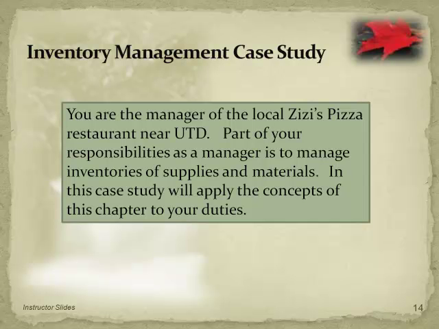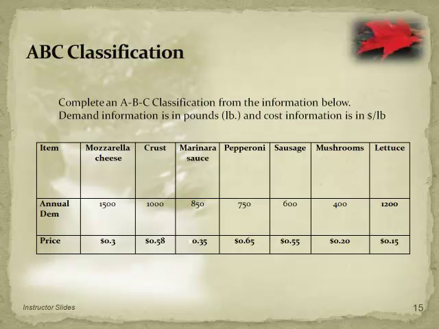Let's pretend that you are the manager of this pizza restaurant, and one of your responsibilities is to manage inventories. So what we're going to be doing is applying some of the things that you as manager of this restaurant will need to do with inventory management as we go through this chapter. One of the things you're required to do in the manager role is to come up with an ABC classification of some of your inventory items.